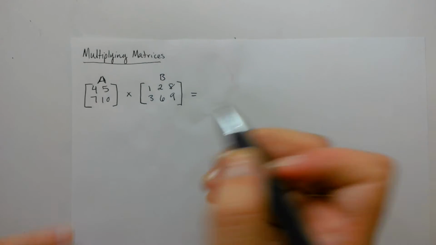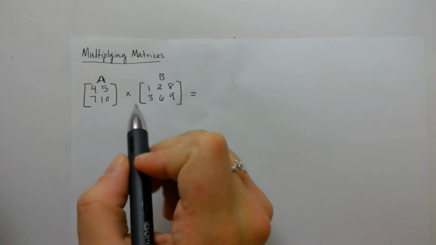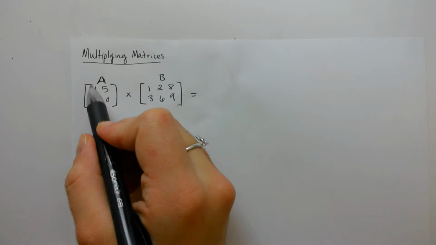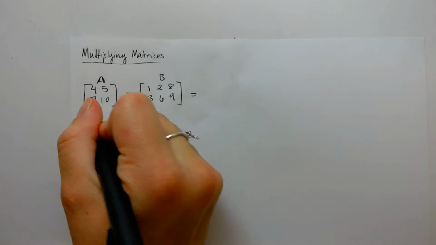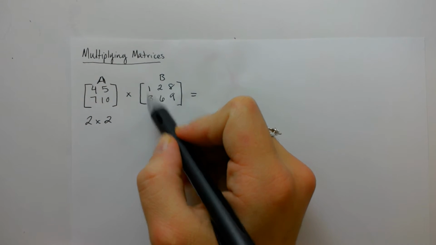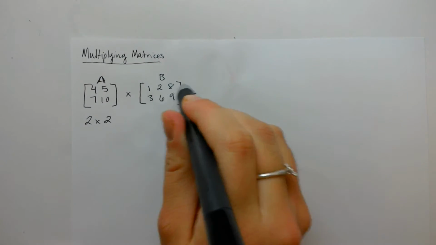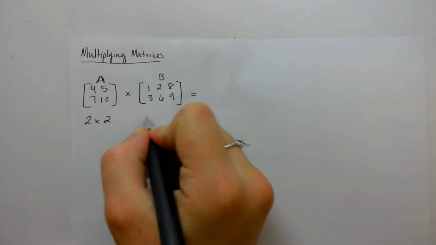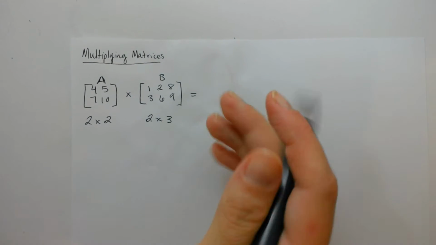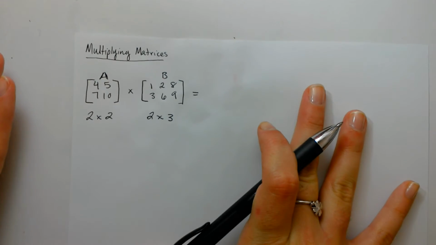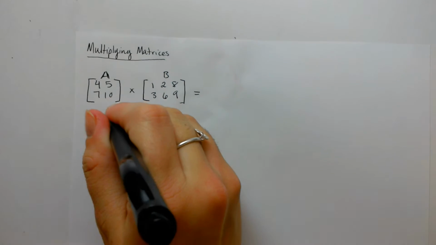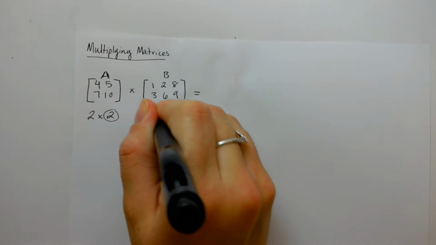Okay, so first let's identify them. Initially you have your 2 by 2, so that's 2 rows and 2 columns. And here you have your 2 rows and 3 columns, so this is 2 by 3. Now, the only way you're allowed to multiply two different matrices is that this middle number has to be the same.